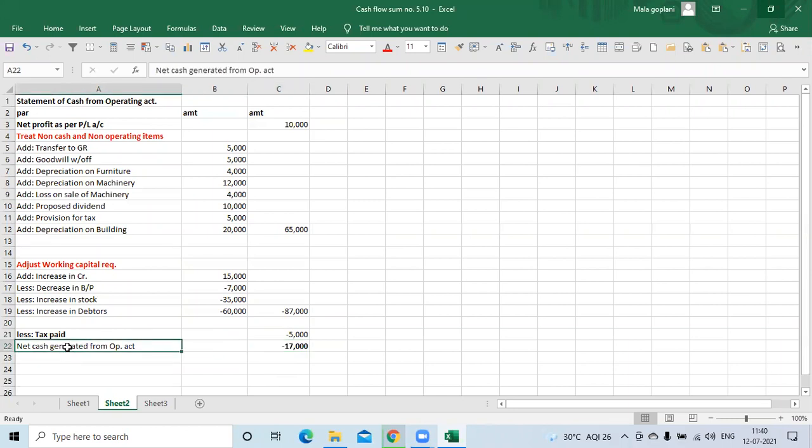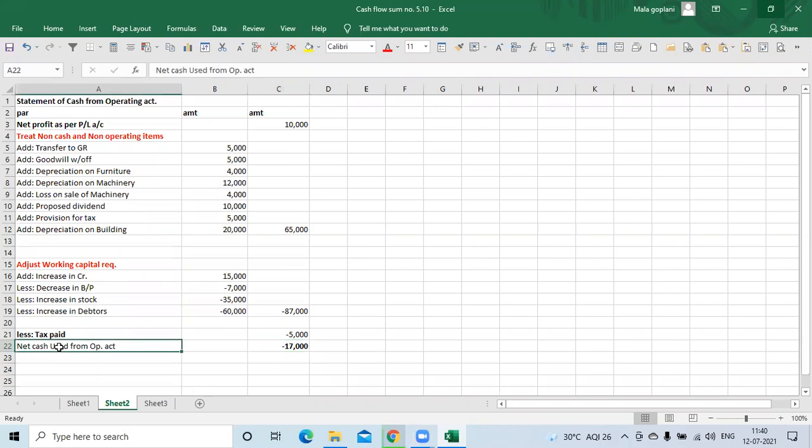Bracket 17,000 means cash used or cash generated? Cash used. There is a printing mistake here. Ma'am, I have a doubt about when we write used and generated. You are asking when we use the word generated and the word used, right? Listen very carefully. When you get a negative answer, you will write used. And when you get a positive answer, you will write generated. Anu asked me the doubt. Is it clear, Anu? Yes, ma'am. Okay, very good. So now it is net cash used from operating activity, 17,000 negative.